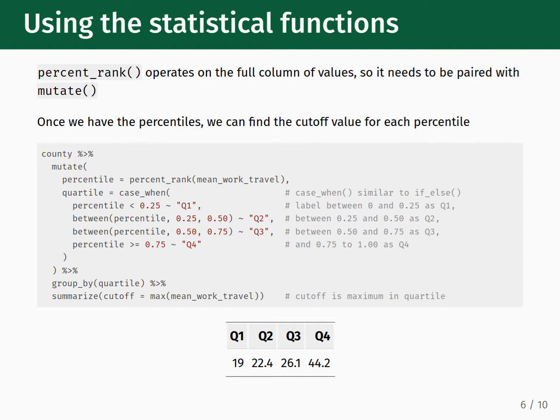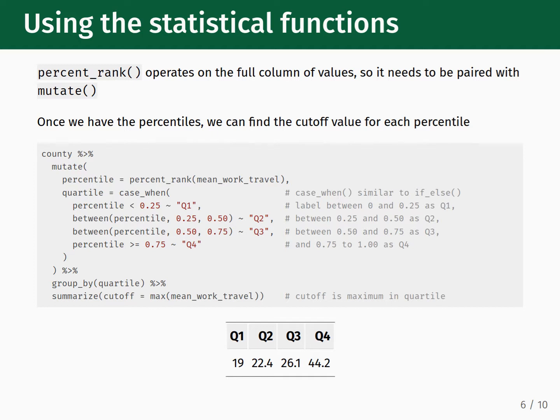This labeling is handled using the case_when function from dplyr, which is similar to if_else. The main difference is that case_when lets you define multiple rules instead of just one. The case_when function here is doing the following. It checks the percentile column for any values less than 0.25. These values will be labeled Q1 for the first quartile.